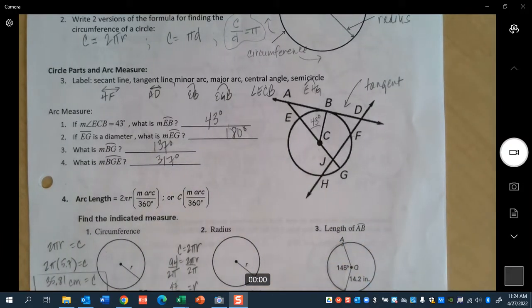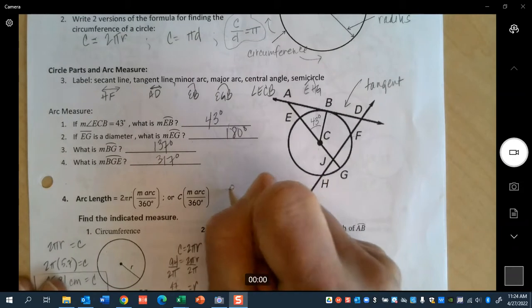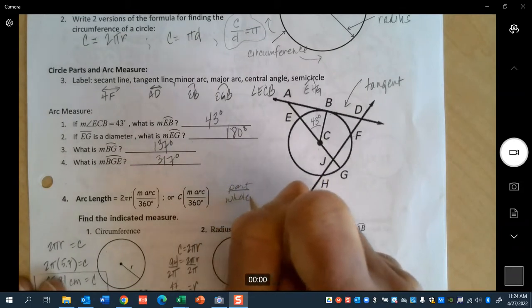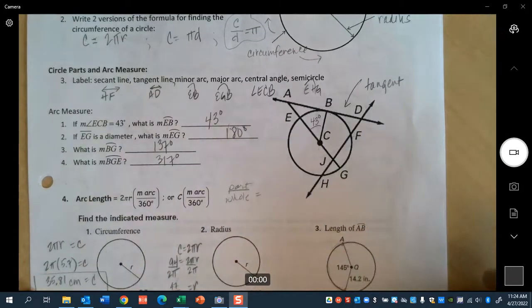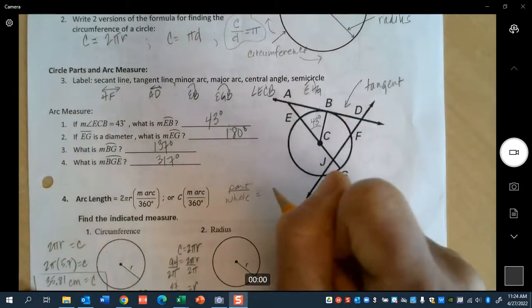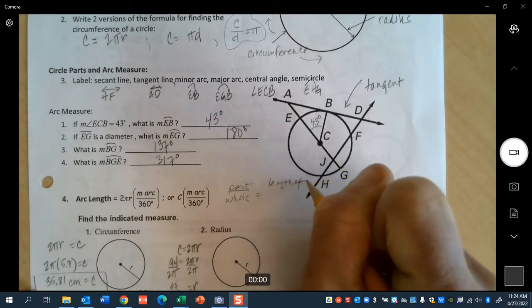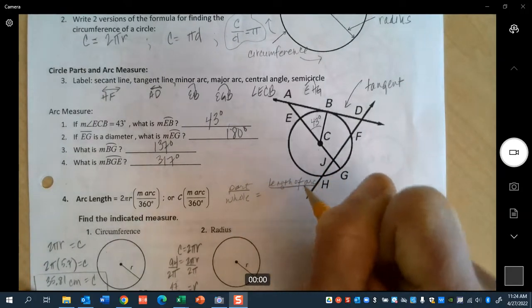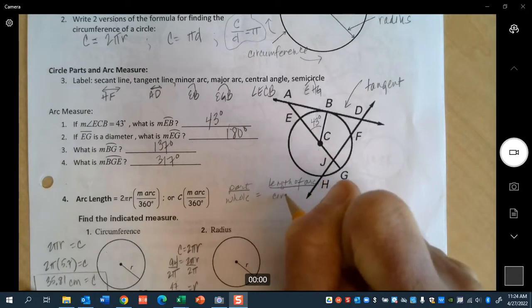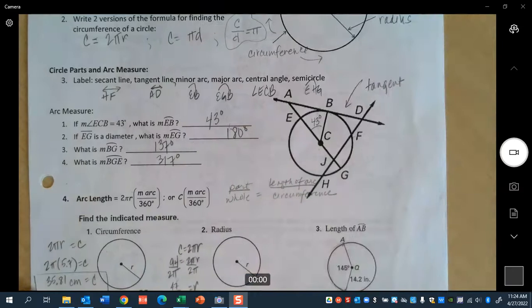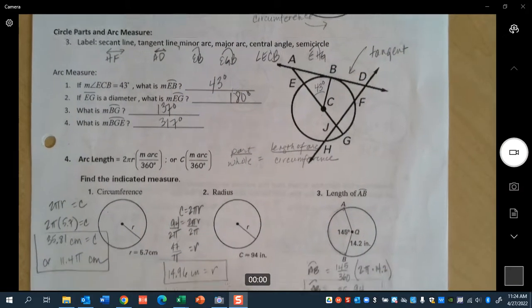When we're talking about arc length, remember, if you prefer to think about it in terms of a ratio, when you're talking about part to whole, you're talking about the length of the arc compared to the circumference of the entire circle. So which fraction of the circle do you have?